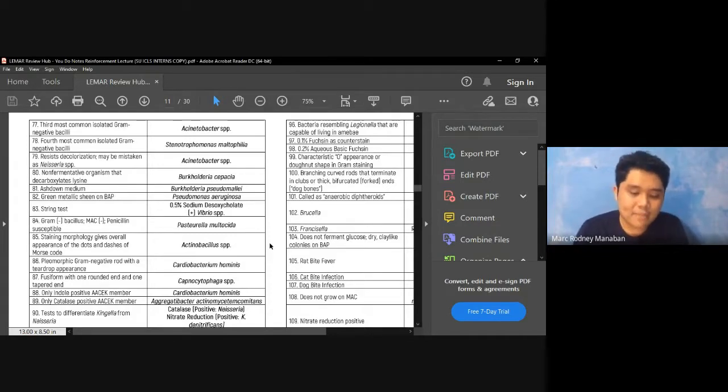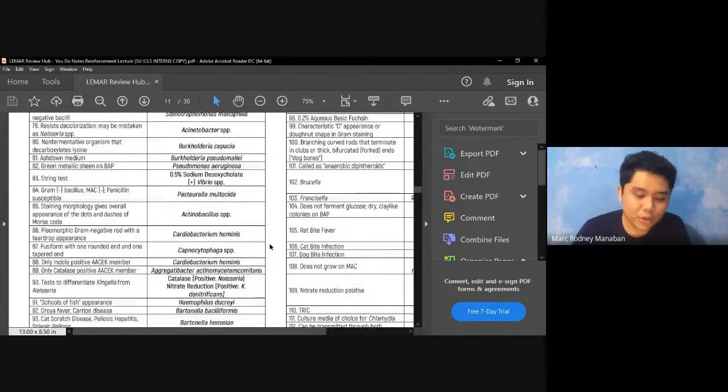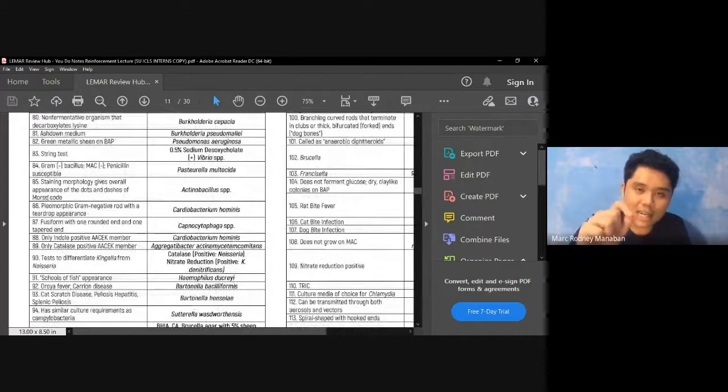Alright. Next, gram-negative bacillus, MAC-negative, hindi siya mutubo sa MacConkey, pero penicillin susceptible, this is your Pasteurella multocida. Because majority of your gram-neg bacillus are resistant to penicillin. Pero kung makakita ka ug penicillin susceptible na gram-neg bacillus, the first organism to come to mind will be Pasteurella multocida.